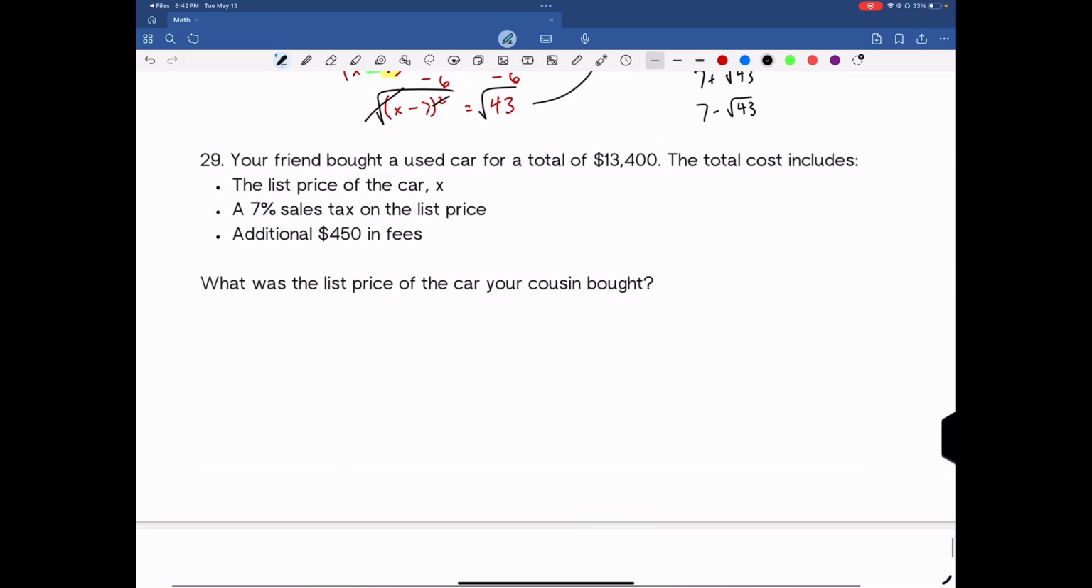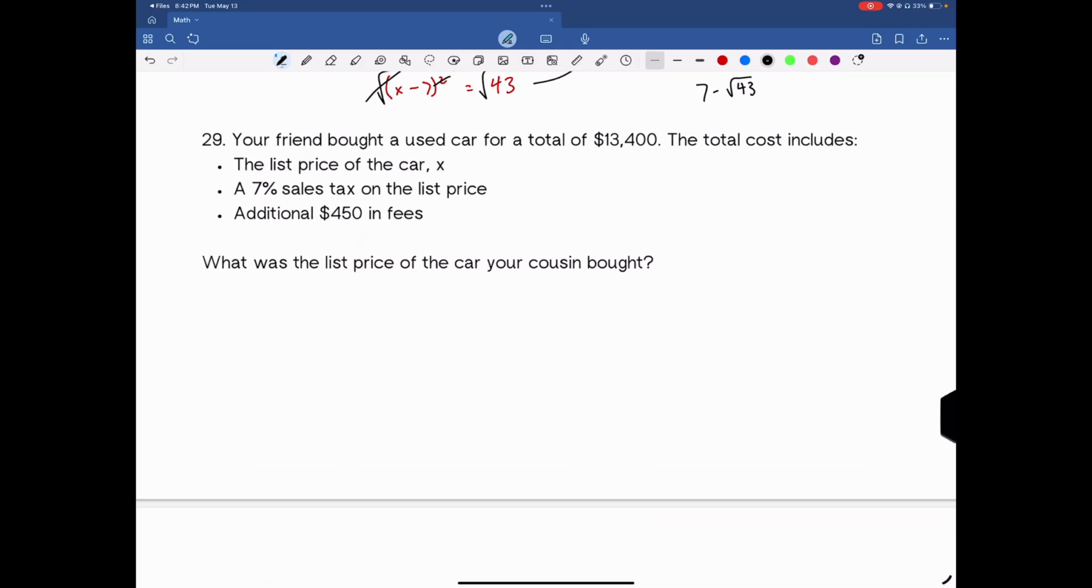All right. Your friend bought a used car for a total of $13,400. Total cost includes list price of the car, 7% sales tax on the list price, and additional $450 in fees. What was the list price of the car that your cousin bought? Okay. So we know we spent $13,400.